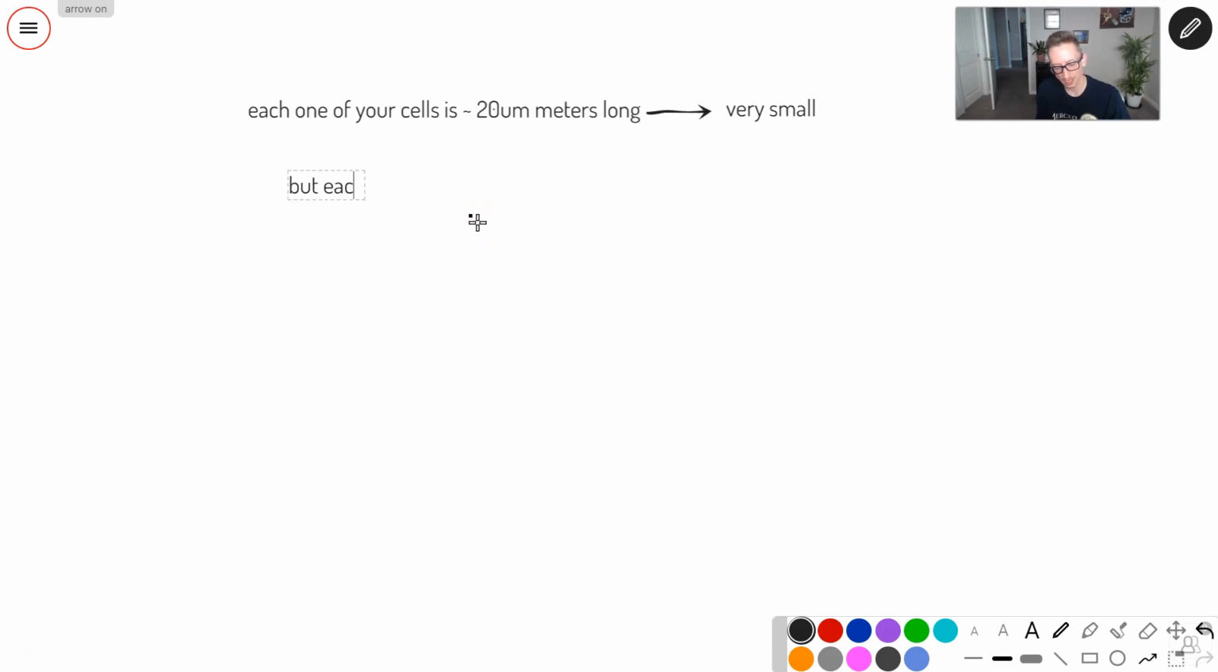But each one of your cells holds about 2 meters of DNA. If you were to take the DNA and lay it all out end to end, all your chromosomes, it'd be about 2 meters long. Okay?